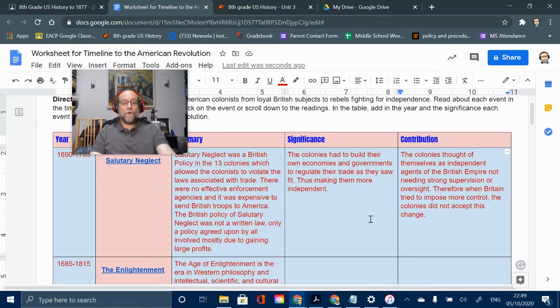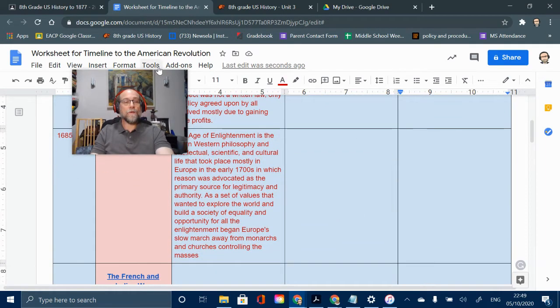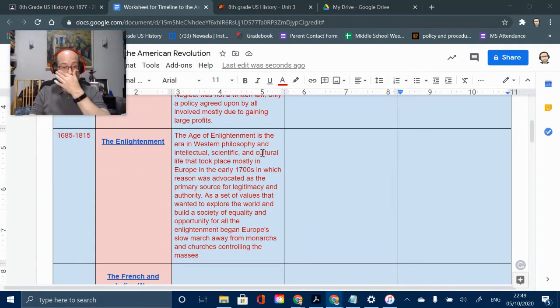Now do that for the Enlightenment. The Age of Enlightenment is the era in Western philosophy and intellectual, scientific, and cultural life that took place mostly in Europe in the early 1700s, in which reason was advocated as the primary source of legitimacy and authority, as a set of values that wanted to explore the world and build a society of equality and opportunity for all.